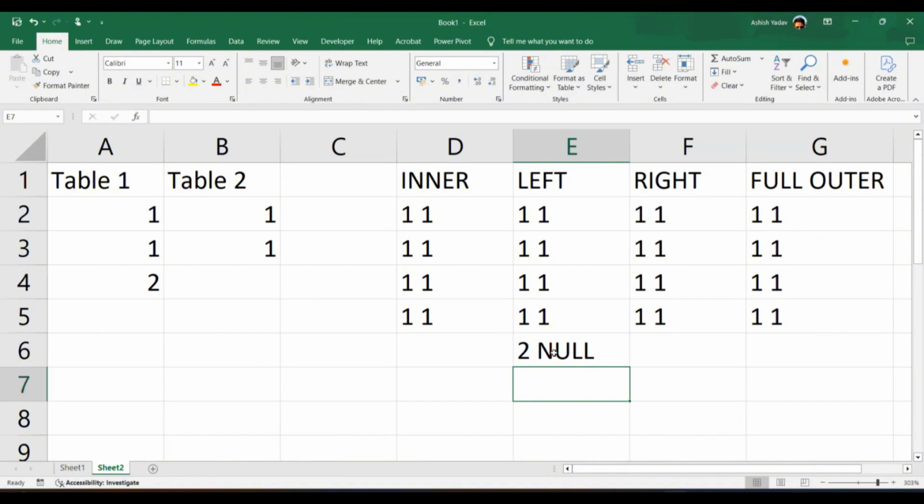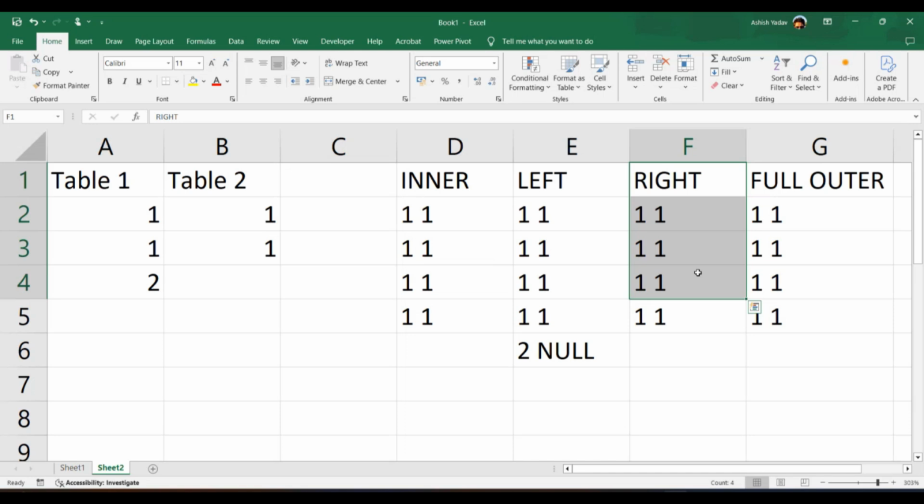So if you say the first is null and the second is also null, and you say both of them are equal, no. Null is not equal to null also. So 2 is coming from the left table and nothing is coming from the right table. That's why 2, null. Right table. What is the definition?